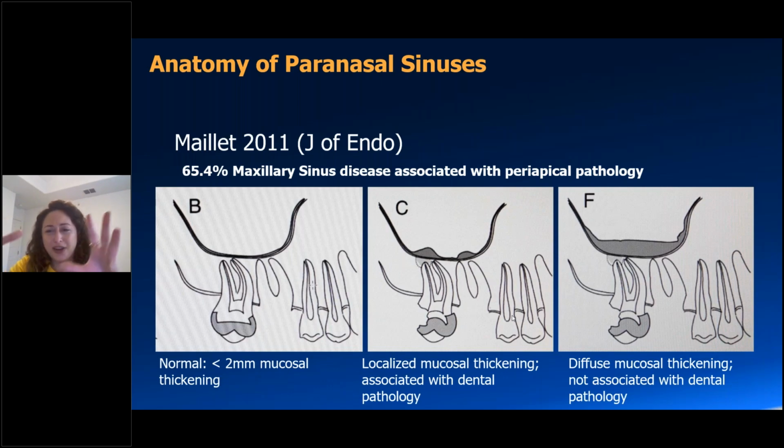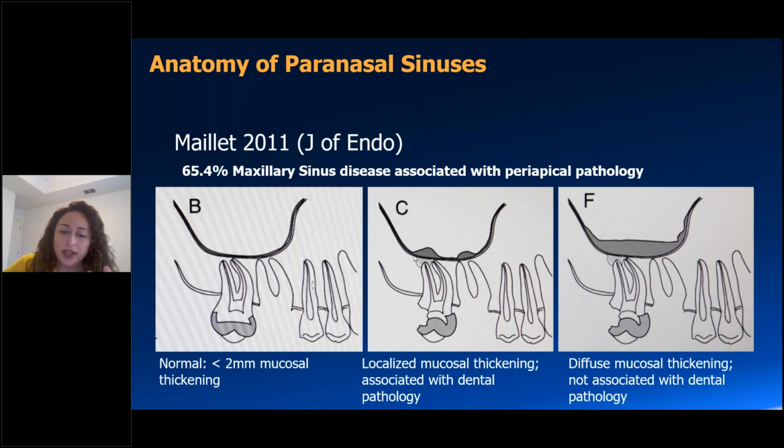So we want to narrow our scan's field of view as small as possible, not just for radiation exposure, but because it represents the time that you're spending looking at these scans. But the sinuses, you see them almost every time you involve the maxilla. When it comes to mucosal thickening, we need to recognize three different scenarios. The first one is normal mucosal lining, which would be less than 2 millimeters.